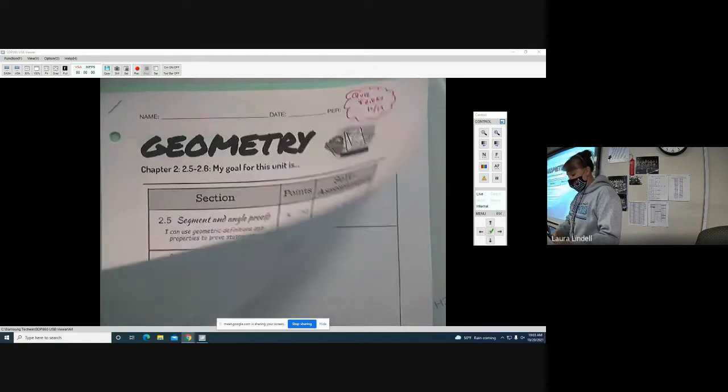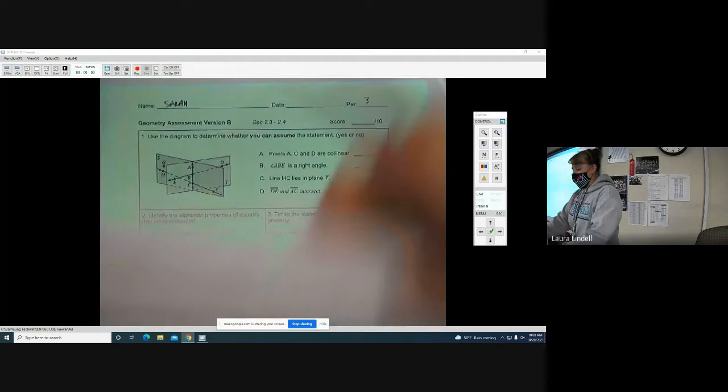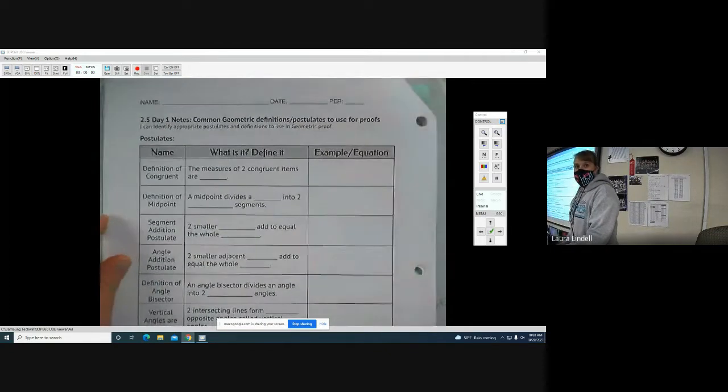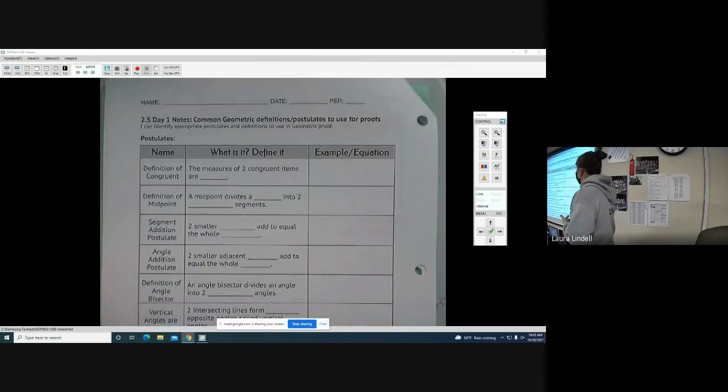So today, onto the notes here, we're going to talk about some different definitions and postulates from geometry that we're going to be using in the reason column on our proofs. So we're going to see what these definitions are, see how we can use them, how to recognize when we might need to use them, and things like that.